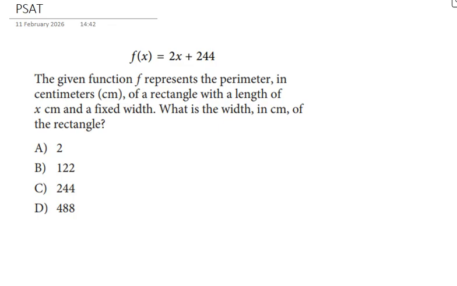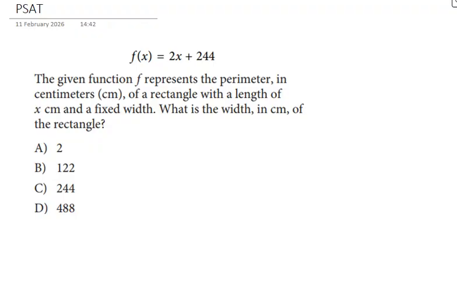So today I am going to solve the given problem related to perimeter and functions. So first I'll read the question very carefully. The question says f(x) is equal to 2x plus 244. The given function f represents the perimeter in centimeters of a rectangle with a length of x centimeters and a fixed width. Now what is the width in centimeters of the rectangle? Option A 2, option B 122, option C 244 and option D 488.